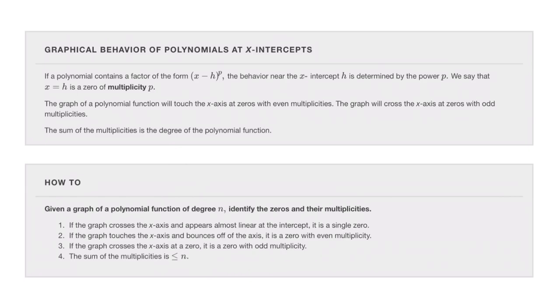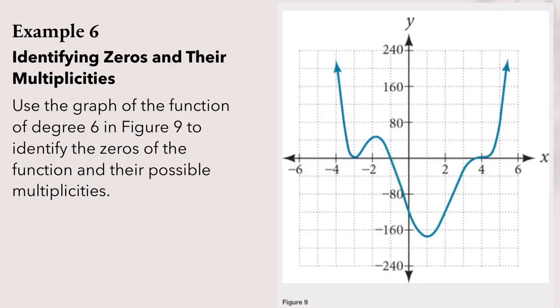So given a graph of a polynomial function of degree n, how do we identify the zeros and their multiplicities? If the graph crosses the x-axis and appears almost linear at the x-intercept, it's a single zero. If the graph touches the x-axis and bounces off, it's a zero with an even multiplicity. If the graph crosses the x-axis at a zero, it's a zero with an odd multiplicity, and the sum of the multiplicities is less than or equal to n. Let's work an example to dig a little deeper into that.